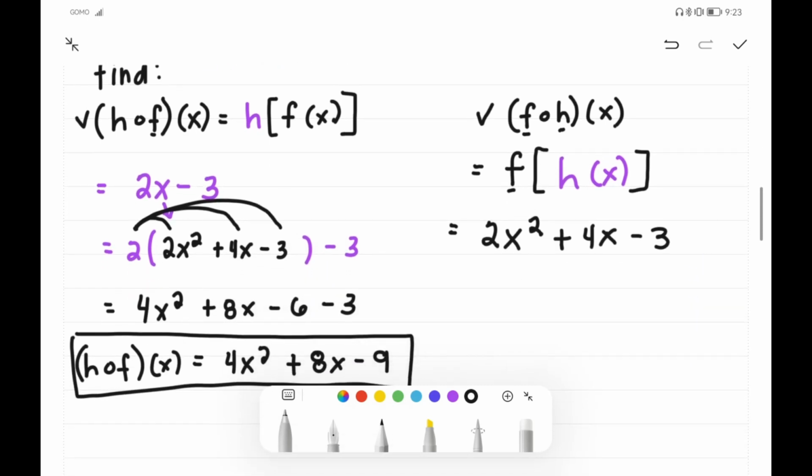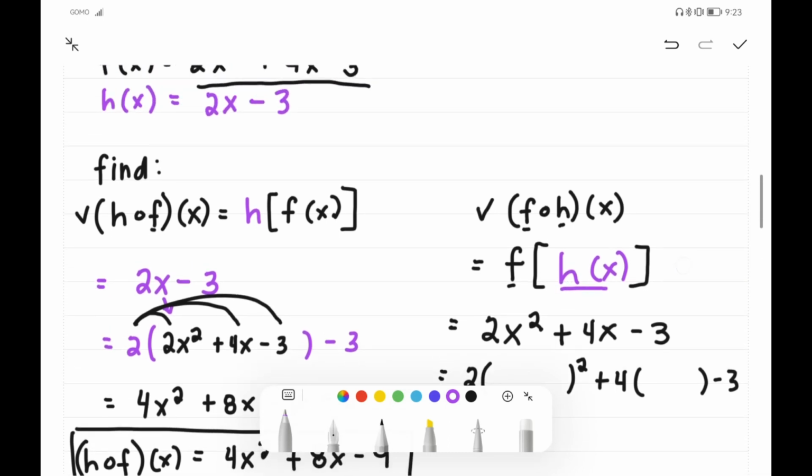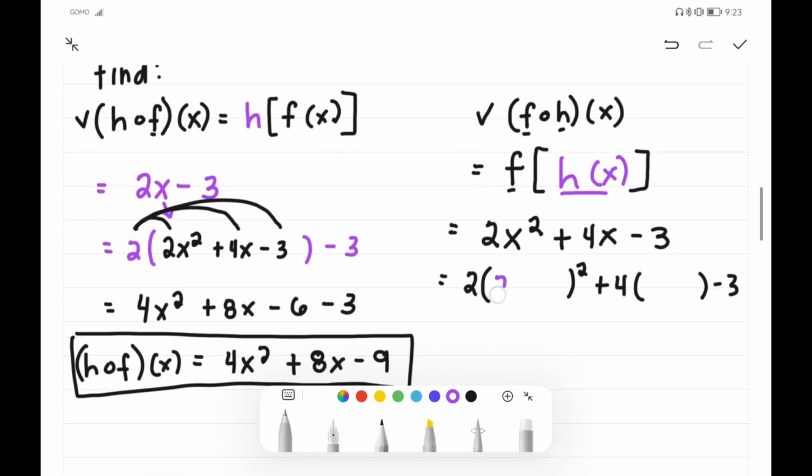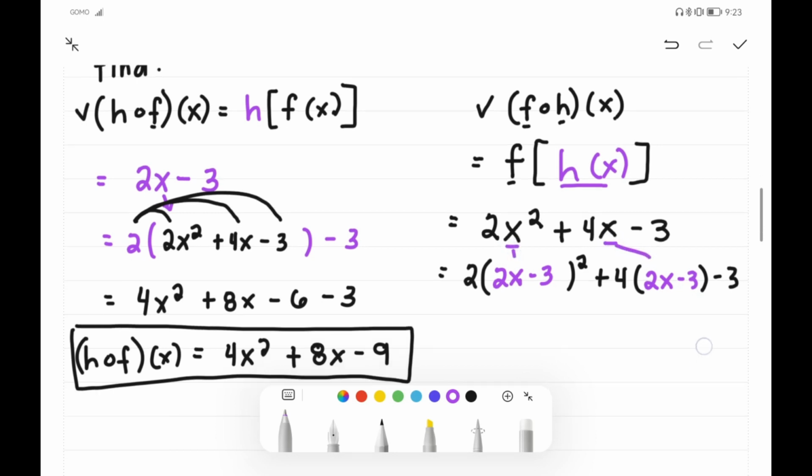So bring down muna natin yung the rest, yung 2. So we have here 2, close and open parenthesis, then square plus 4 times close and open parenthesis, then minus 3. Ilagay natin sa close and open parenthesis natin yung value ng ating h of x. So ano ba yung value ng ating h of x? So that is 2x minus 3. So lagay natin dyan. So this is 2x minus 3, then 2x minus 3. Sinubstitute lang natin yung value dito. Ito, pinalitan lang natin ng 2x minus 3.